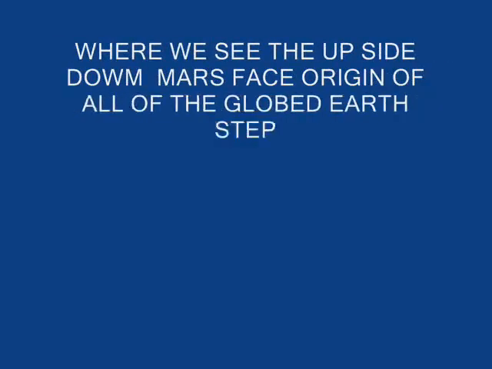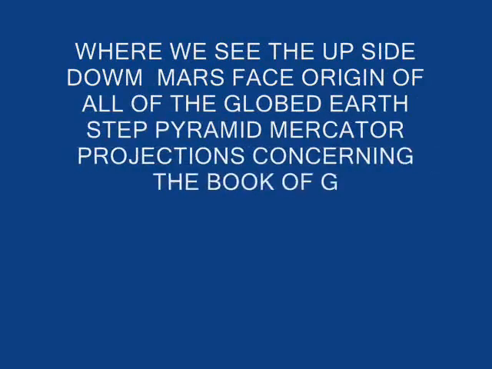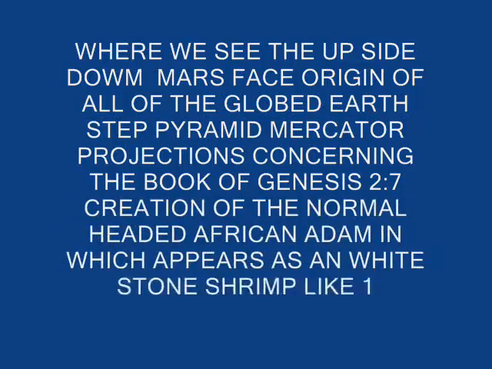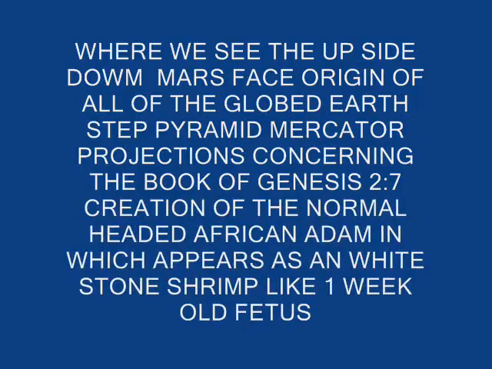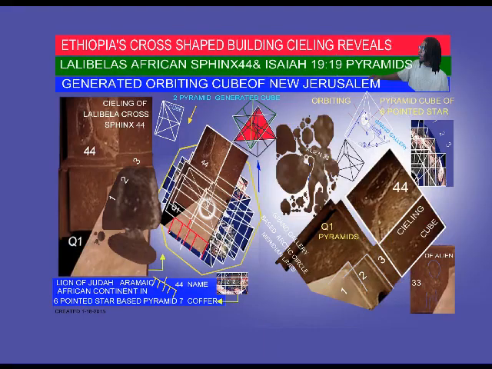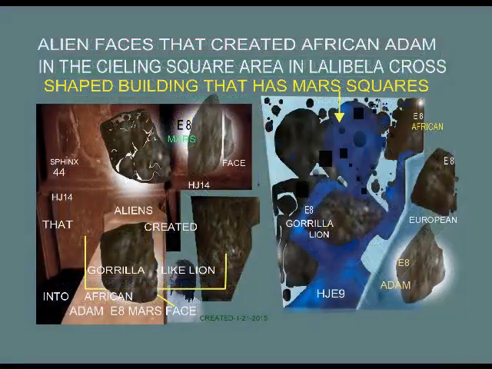Now when we look at the 41.2 degrees north stone face on Mars, we will immediately be looking at an embryonic stone structure. It looked like a white shrimp, a mountain-sized shrimp, and that's what a fetus looks like within the embryo of a woman back here on Earth. So when we look at African Adam connected to the Mars face, we're looking at the embryonic origin of humanity. Now, when we compare the E8 Mars face in the ceiling post area in the Lalibela cross-shaped building structure to the stone face of Cydonia, we immediately see the origins of African Adam.